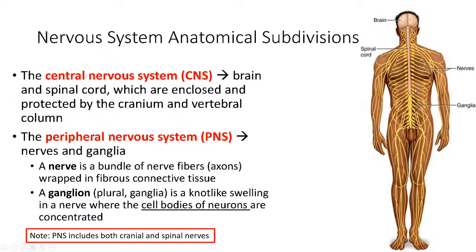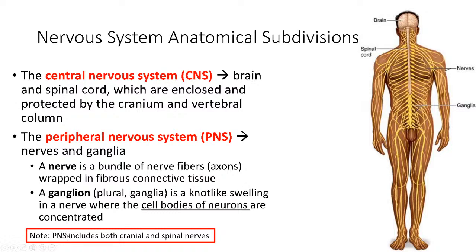Those are known as the ganglia plural or ganglion singular. And textbooks always call it a knot-like swelling. I think that's a weird way to describe it. It's just this enlargement next to the spinal cord. And that's where the cell bodies of a lot of neurons are going to be located, especially in the autonomic nervous system, which is a further division of the nervous system we'll talk about in a little bit.